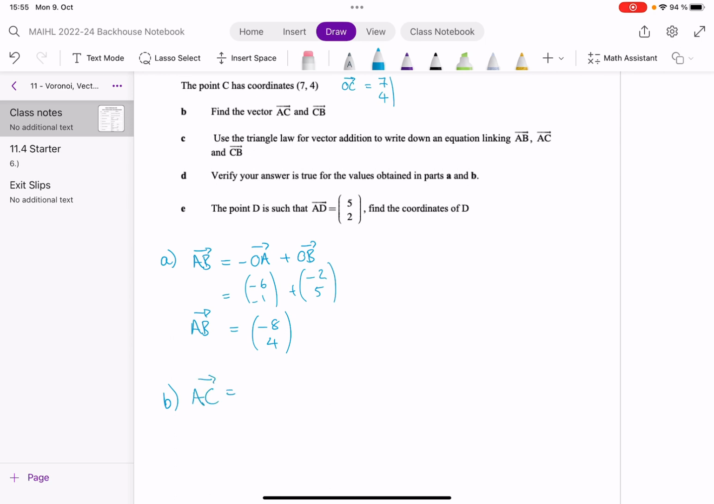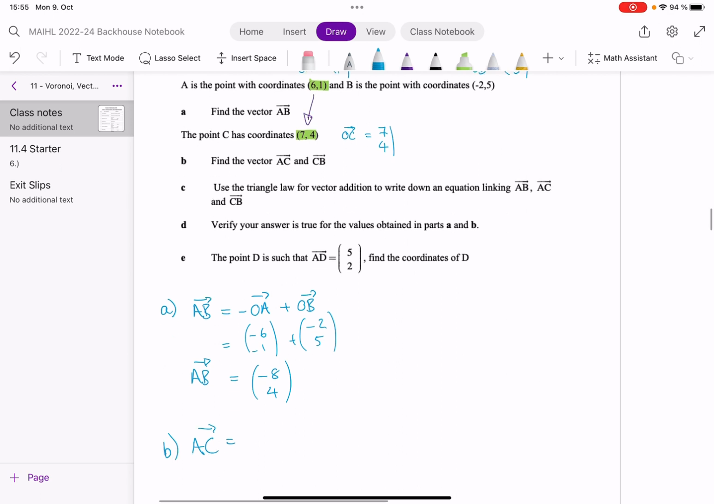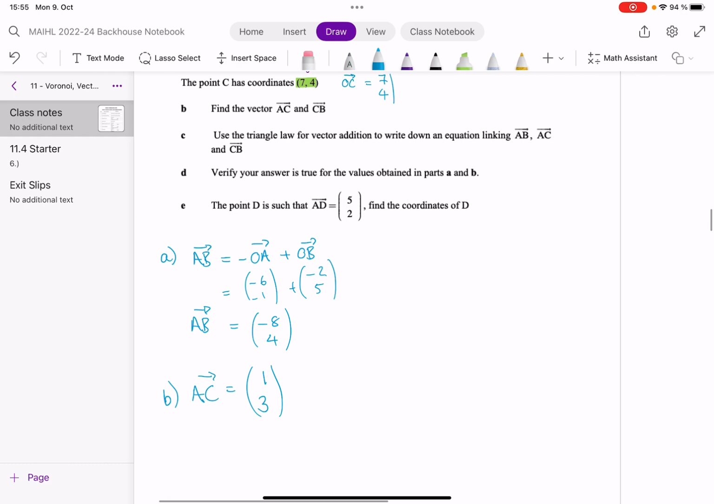Okay, so I think for this one, I'll try it the other way. I'll try just thinking, how do I get from position A to position C? So I can see that I want the X to go from 6 to 7, and I want the Y to go from 1 to 4. So that's how I would get from point A to point C. And I find it a quicker way of going through that rather than having to write out the vector calculation. We can just go straight to an answer.